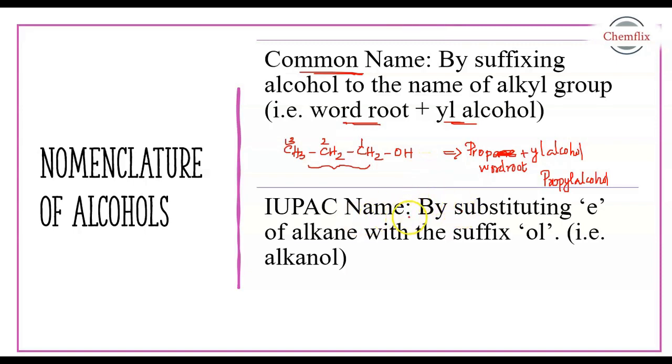Now moving to the IUPAC name, by substituting the e of the alkane with the suffix ol, that I have already told you. In the case of CH3CH2CH2OH, you have to name the alkane. Counting 1, 2, 3, a total of 3 carbon atoms are there. So it is propane. Okay, propane. And you have to suffix with ol, substituting this e with the ol. So the name will be propanol. Propanol will be the name. Okay, so that will be the nomenclature of alcohols.